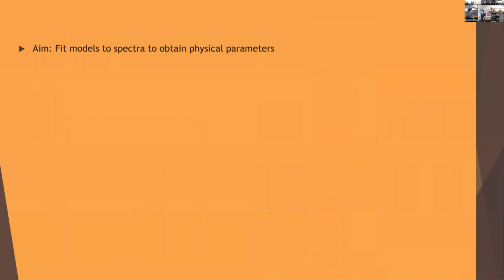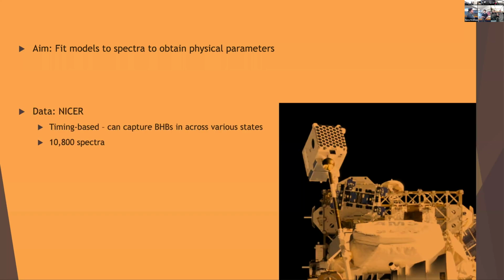And so my aim here is to be able to fit models to spectra to obtain the physical parameters of the black hole. We're using NICER data, which is time-based and can capture black hole X-ray binaries across many states. We have about 10,800 spectra, so we have a lot of data, which is why we are using machine learning. It can help us analyze this data much quicker than usual methods.